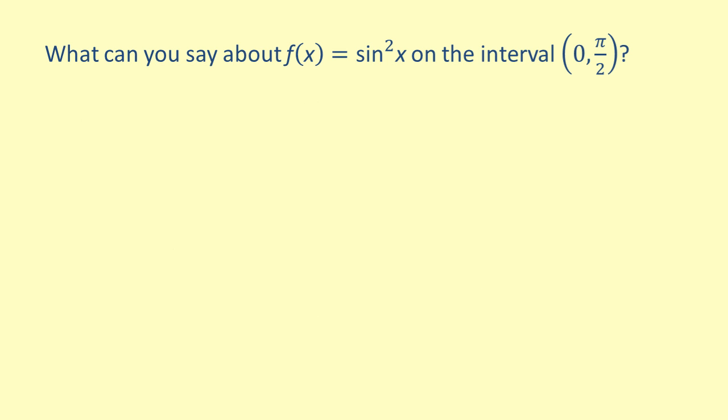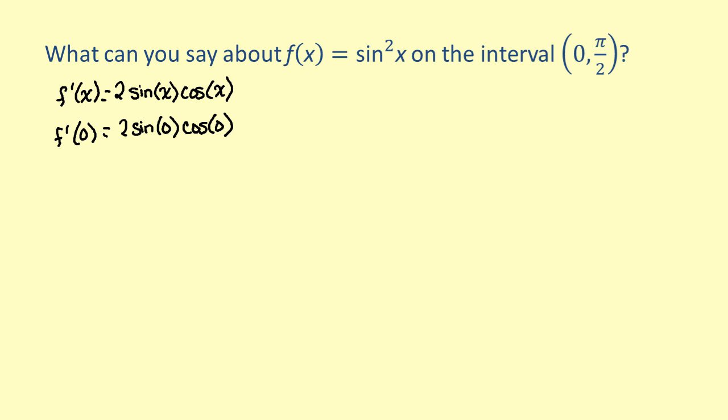Let's analyze the function f of x equals sine squared of x on the interval from 0 to pi over 2. We'll begin by finding the derivative of f. So f prime of x is equal to 2 sine x cosine x as found previously. Next, let's see if anything special is happening at the endpoints of the interval. We'll first substitute 0 for x. The sine of 0 is 0, and the cosine of 0 equals 1, so we get 2 times 0 times 1, which is equal to 0.